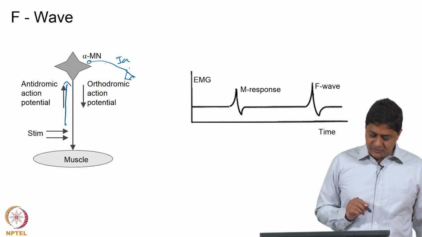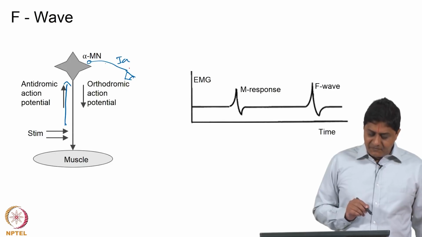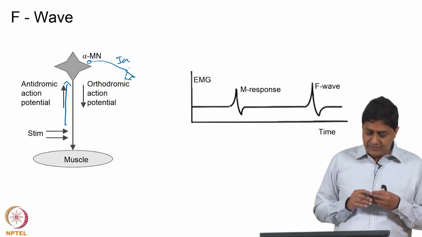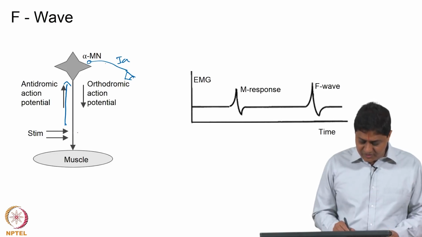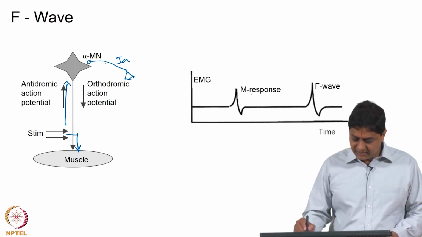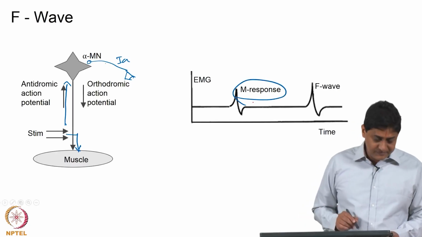Now that could extinguish that, but suppose I keep increasing the stimulus amplitude. First, what happens is that if I stimulate, there is going to be an orthodromic action potential that travels from the point of stimulation to the muscle. That is what is felt as the M response.